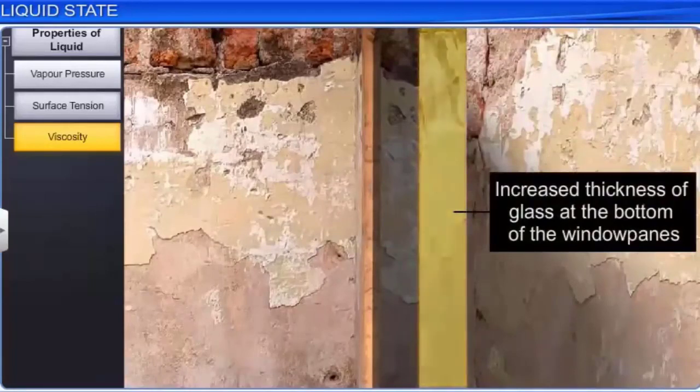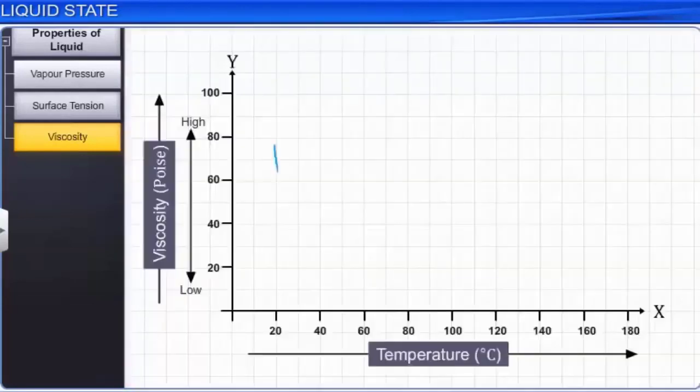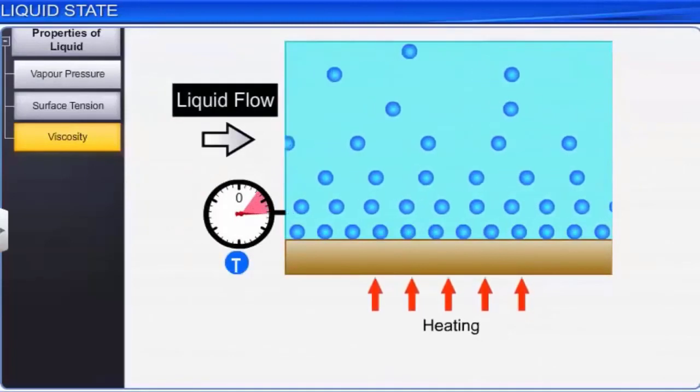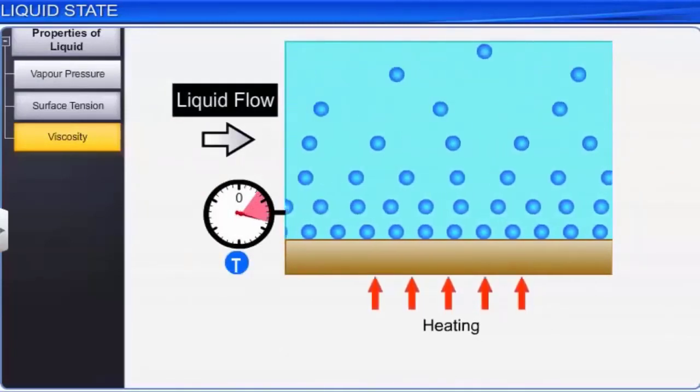An increase in temperature decreases the viscosity of liquids. At high temperatures, the molecules have high kinetic energy to overcome the intermolecular forces, thus allowing the liquid layers to pass over each other.